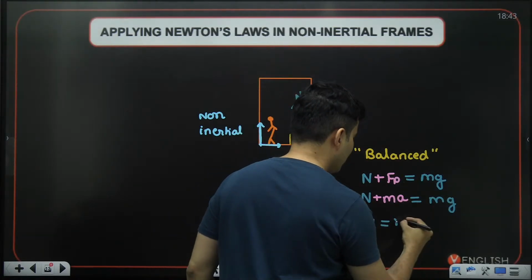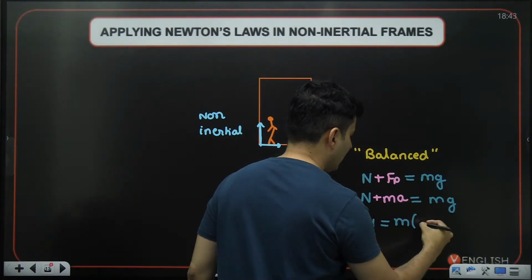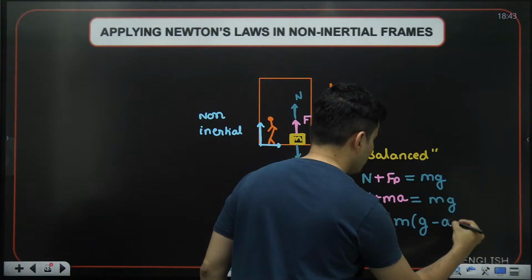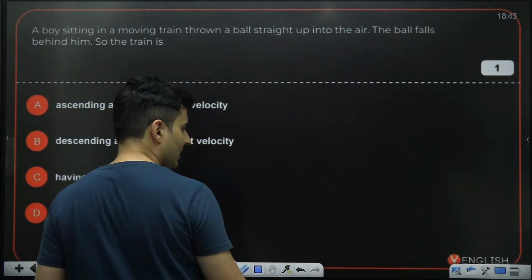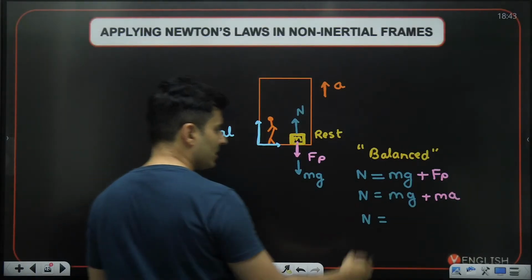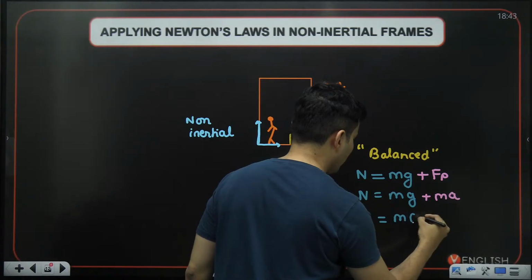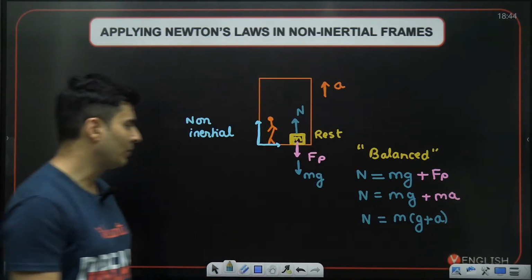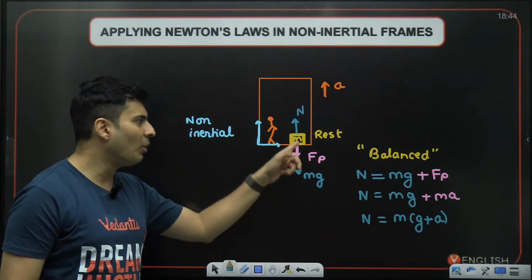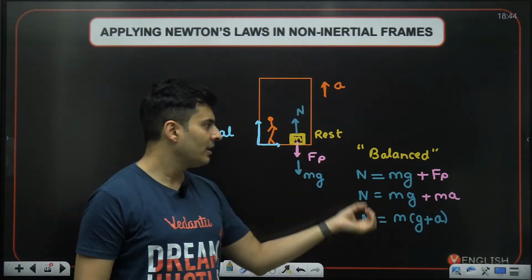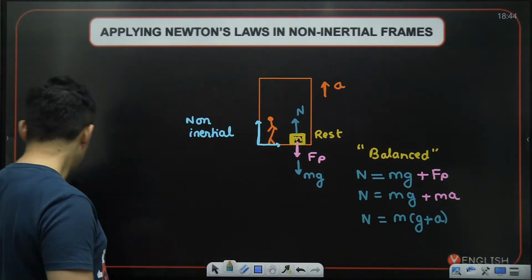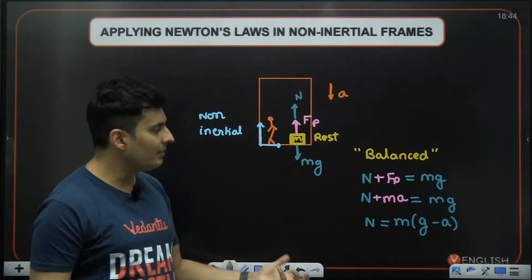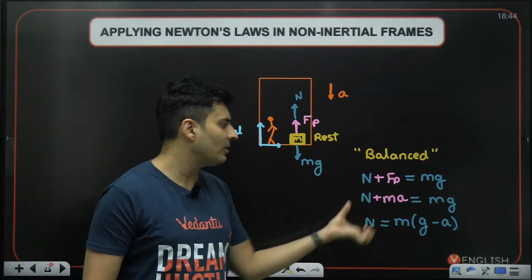In this situation, if you shift MA to that side, it will be mg minus MA. M can be taken common, so it will be M into (g minus a). Whereas in this particular situation, M can be taken common and it will be (g plus a). That will be the normal. So this box will experience more normal when the lift is going up as compared to when the lift is coming down, where the normal will be less.